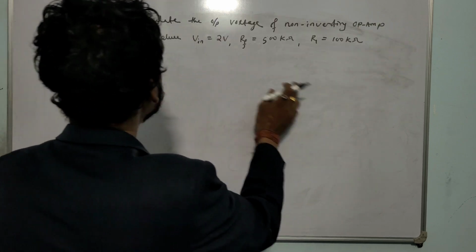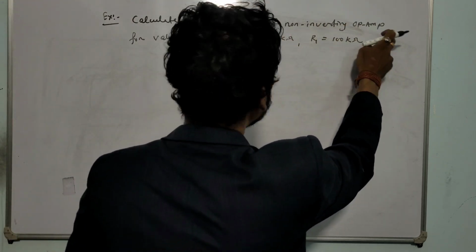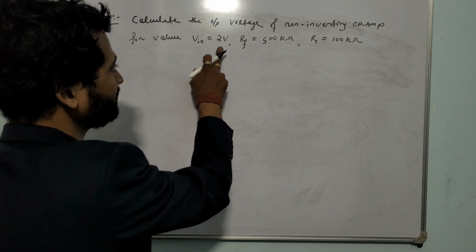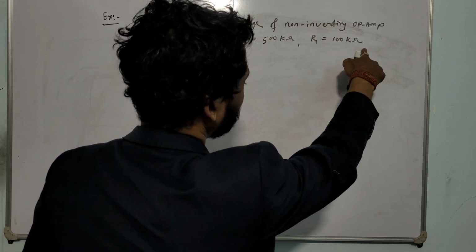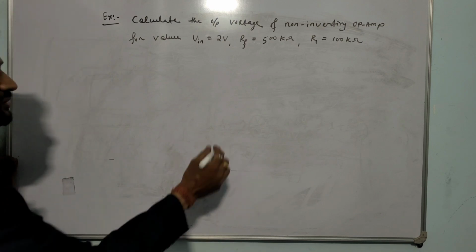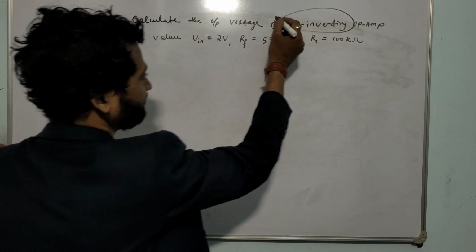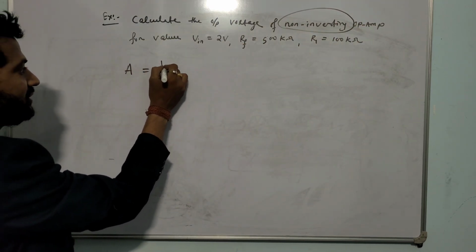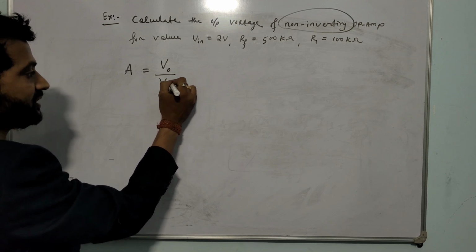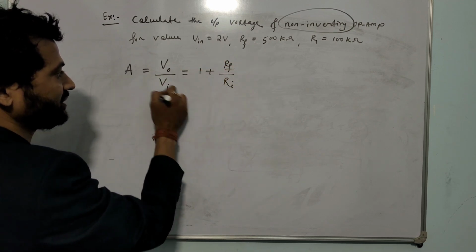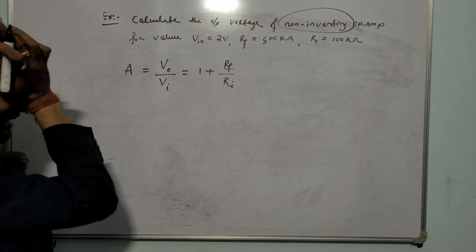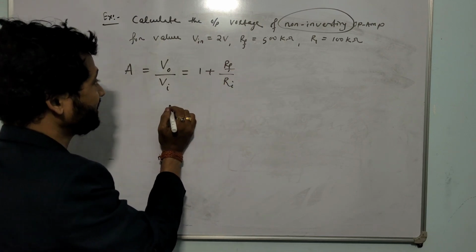So look, what is this question? Calculate the output voltage of non-inverting operational amplifier for the value input voltage is 2 volt, feedback resistance is 500 kilo ohm, and input resistance is 100 kilo ohm. So it is a non-inverting operational amplifier. We know the gain of non-inverting operational amplifier is V naught upon VI, which is 1 plus RF upon RI. I already derived it just now. Okay.